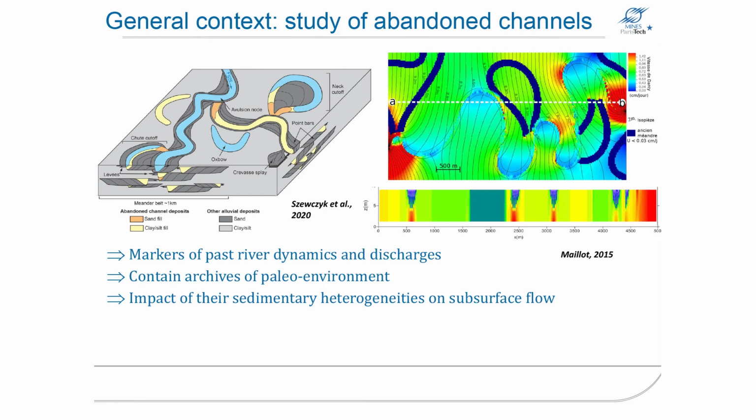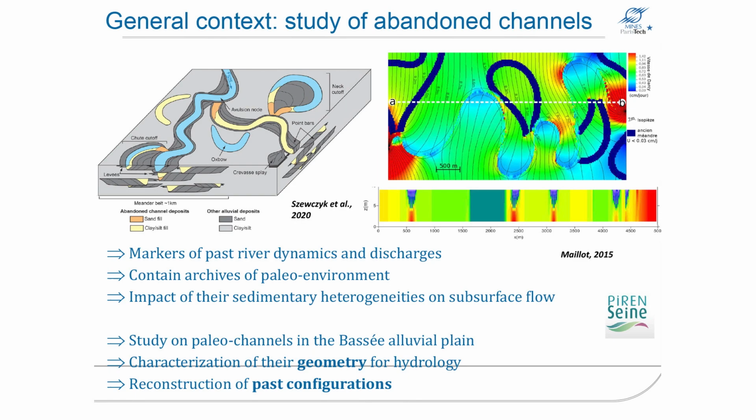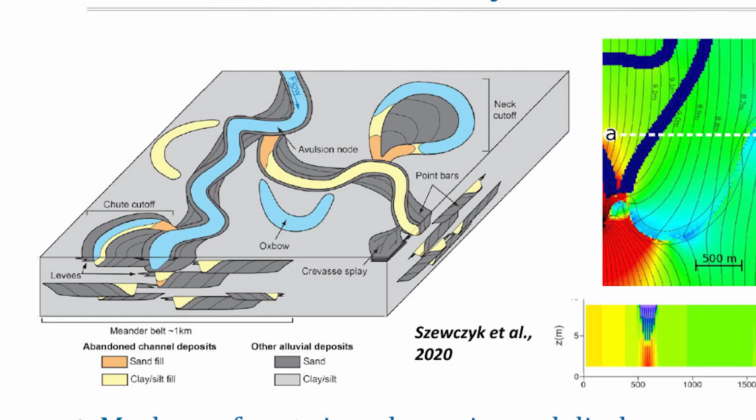So here's a sketch of different types of abandoned channel. So you're on the plain, you have the main river, which you can see in blue, and then you have different types of channels, some generated by avulsion, others by cutoffs, and they're basically filled with clays, with some sand at the entrance that basically blocks the flow.